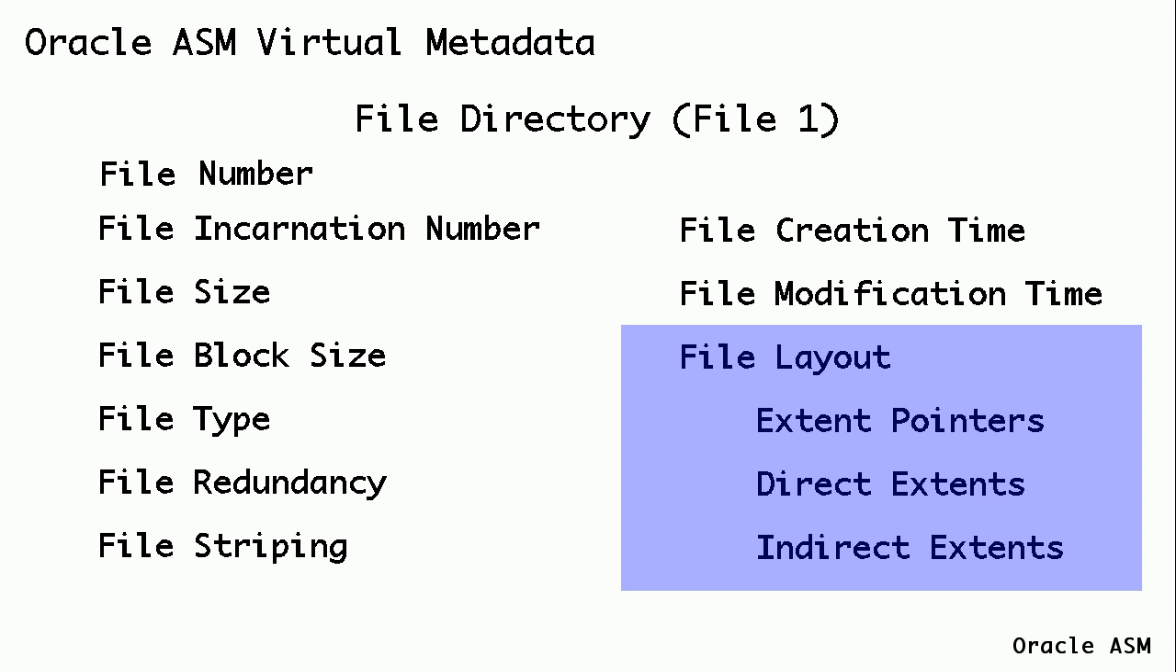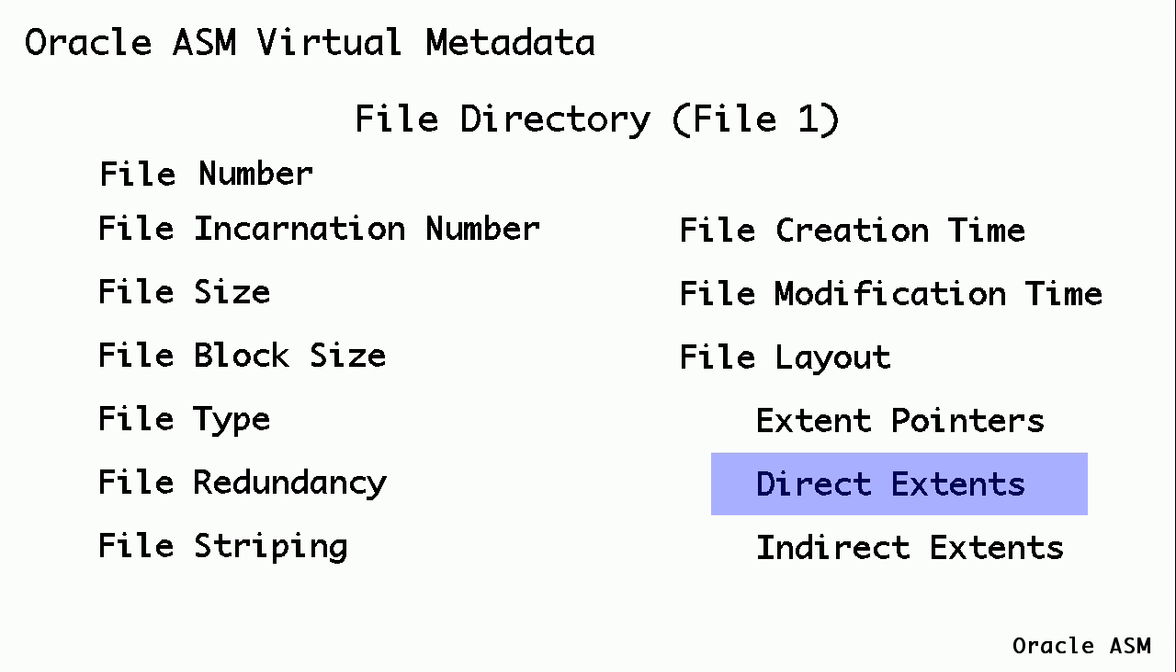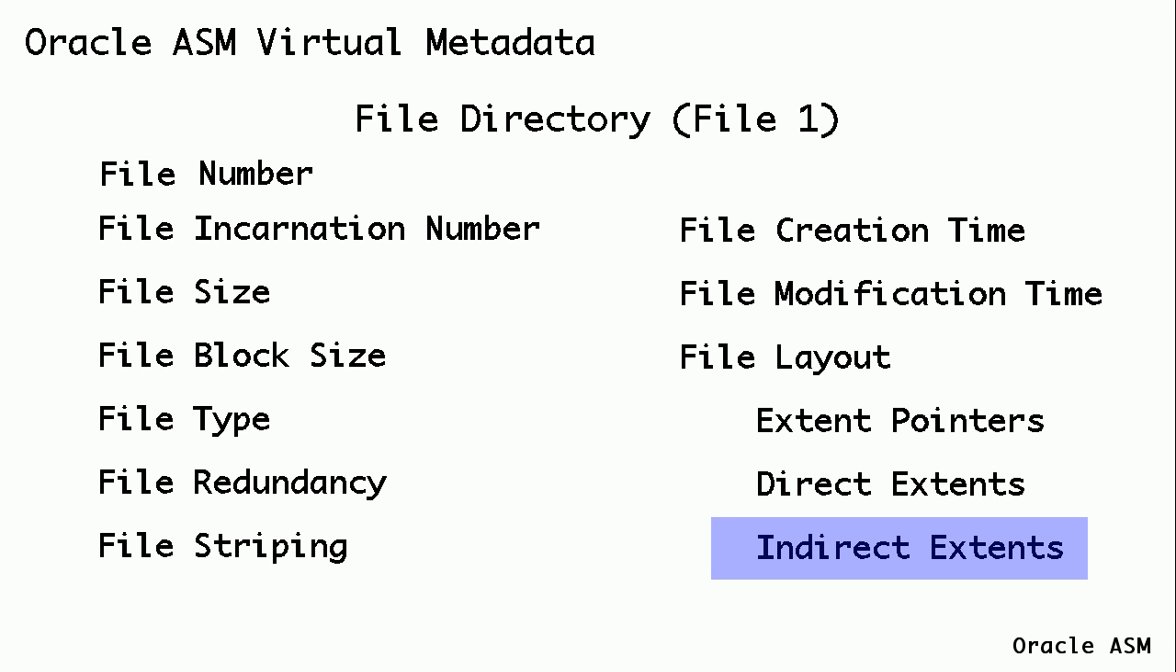File layout contains a set of extent pointers. This includes direct extents and indirect extents. The first 60 extent pointers for a file are called direct extents. The remaining extent pointers for a file are called indirect extents.